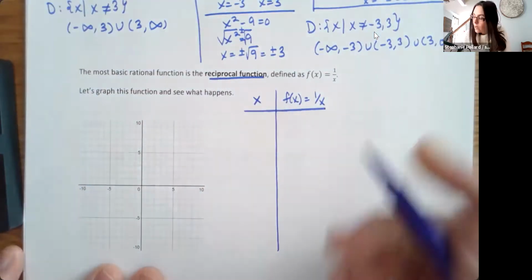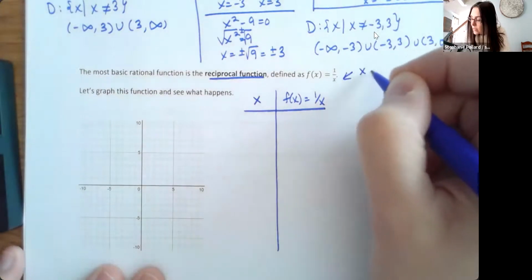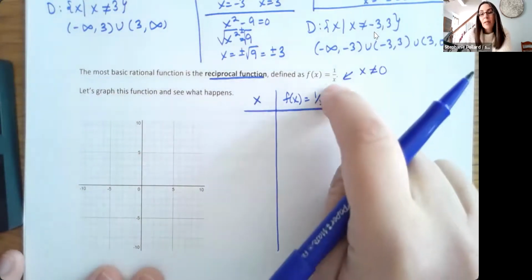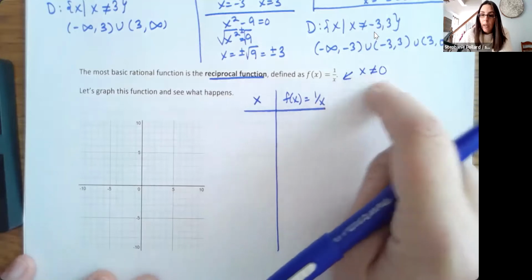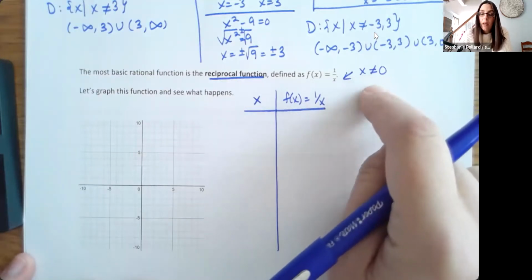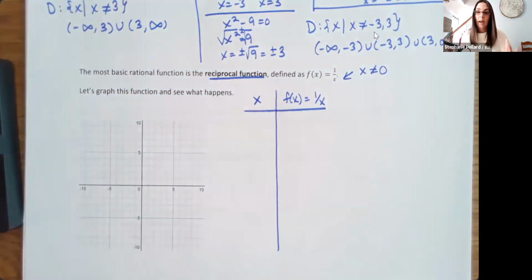So do notice here that x cannot be 0, right? That would make my denominator 0. So x is not in your domain. We do have to exclude that from the domain. But otherwise, I can pick any values that I want.